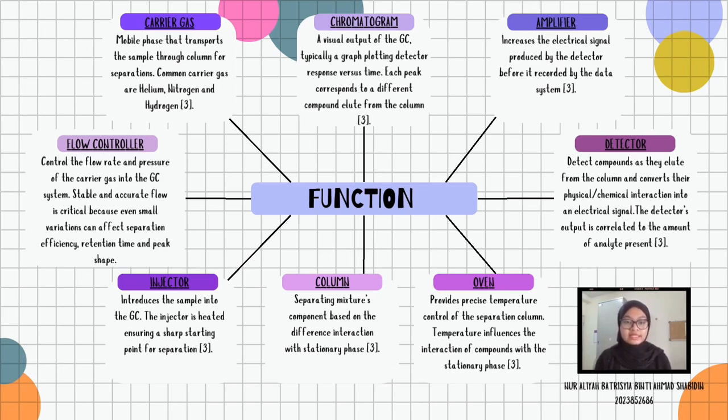Other than that, the detector detects compounds as they elute from the column and converts their physical or chemical interaction into an electrical signal. The detector's output is correlated to the amount of analyte present. Next, the amplifier increases the electrical signal produced by the detector before it is recorded by the data system. And the last one is a chromatograph, which is a visual output of the GC, typically a graph plotting detector response versus time. Each peak corresponds to a different compound eluting from the column.